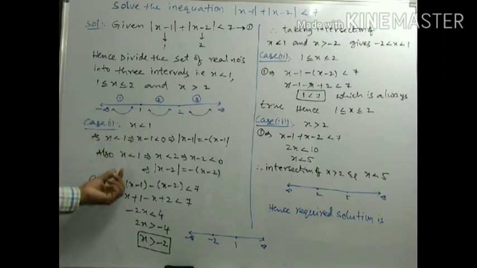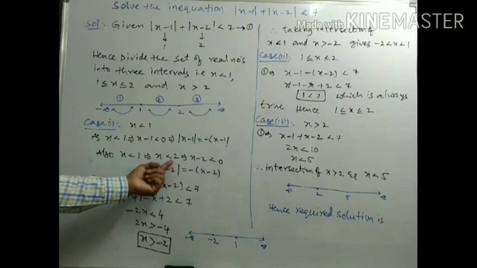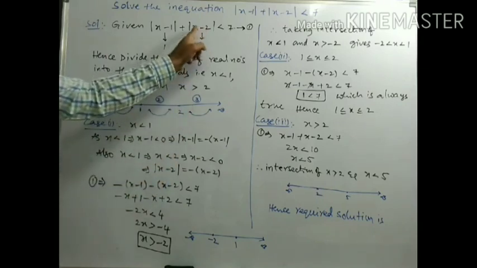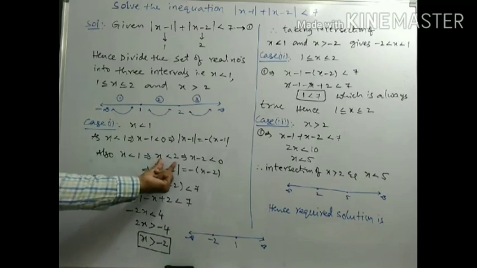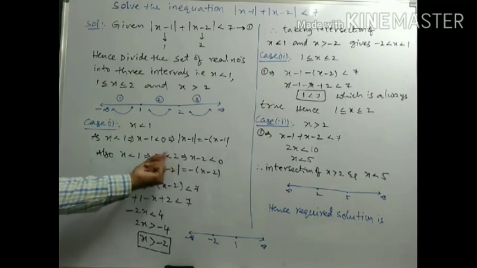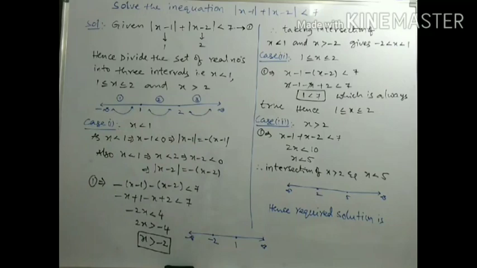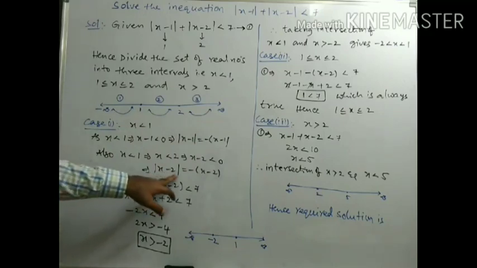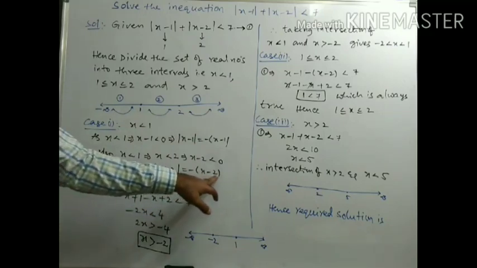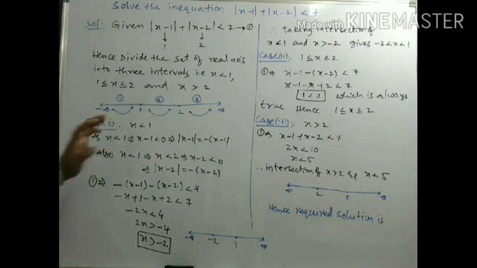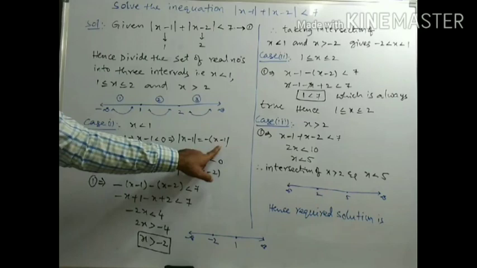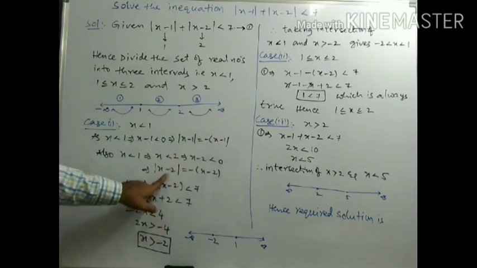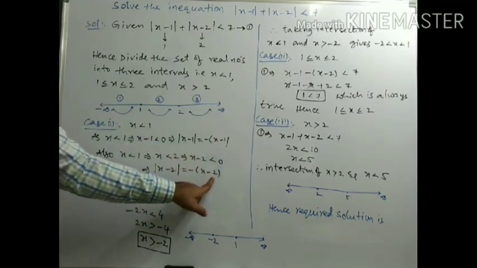And not only that, if a number is less than 1, no doubt it is also less than 2, because here I want to know about x minus 2. So as x is less than 1, we can also write that x is surely less than 2. From this, after bringing the 2 across, x minus 2 is less than 0. So hence modulus of x minus 2 is equal to minus of x minus 2. So clearly what we understand in this case 1 is that modulus of x minus 1 is minus of x minus 1, and modulus of x minus 2 is also minus of x minus 2.